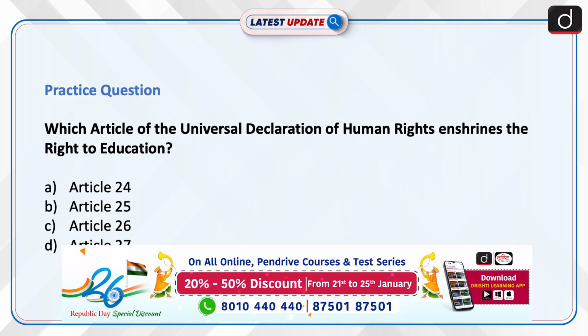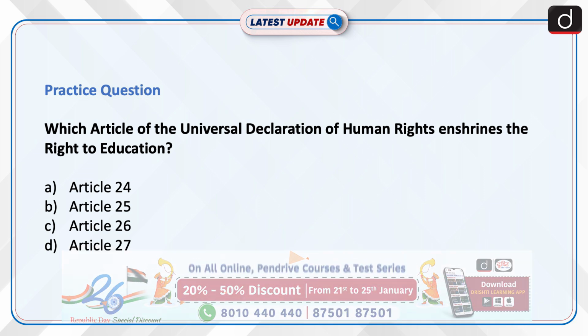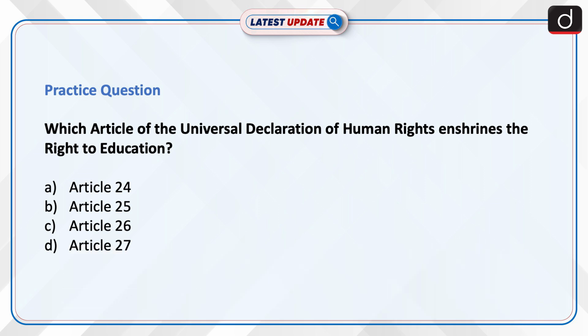Now is the time to test your knowledge. The question is, which article of the Universal Declaration of Human Rights enshrines the right to education? Your options are Article 24, Article 25, Article 26 or Article 27. Send the answer to this question in the comment section.